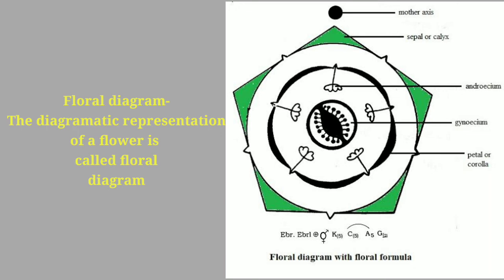And as you can see, there is a dot just above the diagram. That is the mother axis, to which the symmetry of the flower can be represented. So this is how a floral diagram is made with the help of the floral formula. And remember that here the whorls are represented right from the outer side to the inner side, as you can see in the diagram.